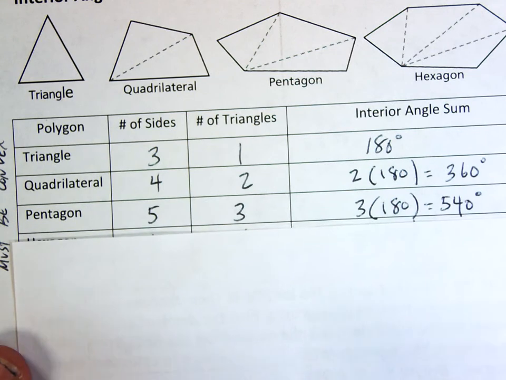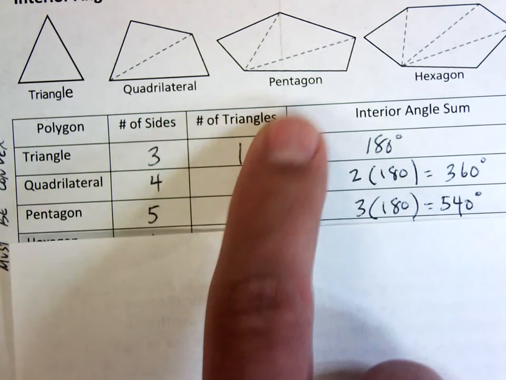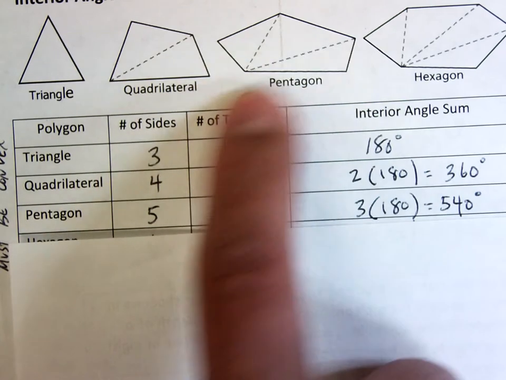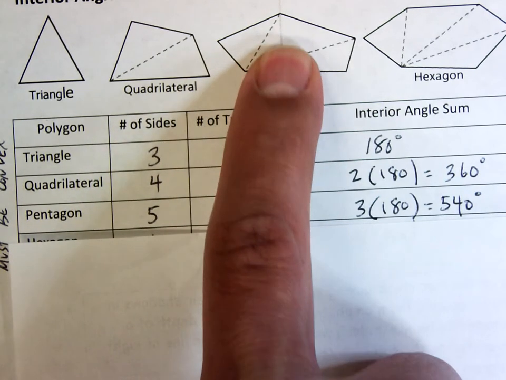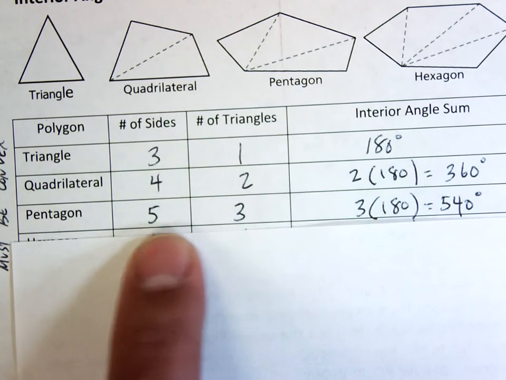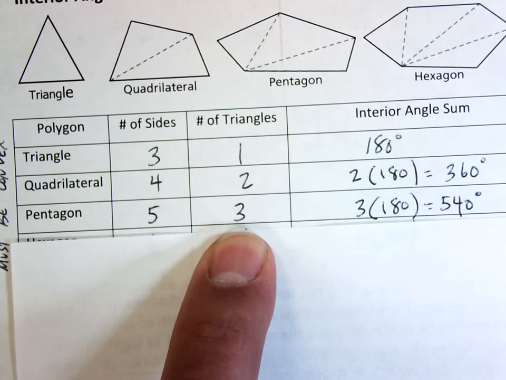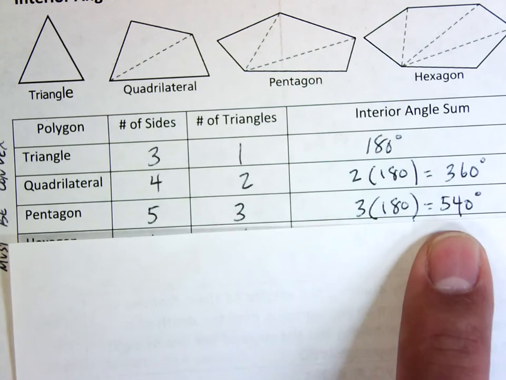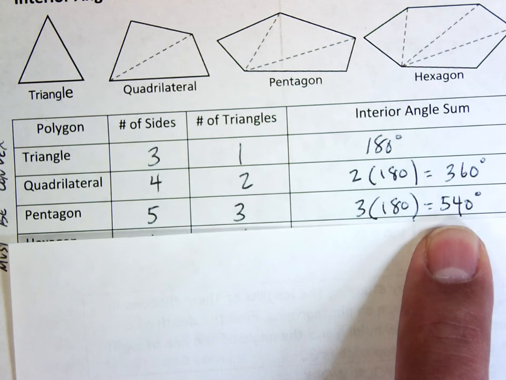Now I go to a pentagon. A pentagon has 5 sides. When I start at the same point and draw in the diagonals, notice I can make 1, 2, 3 triangles. So my pentagon has 5 sides and I was able to make 3 triangles. For every triangle, there's 180 degrees. So if I add up all the interior angles of a pentagon, it's 540 degrees.